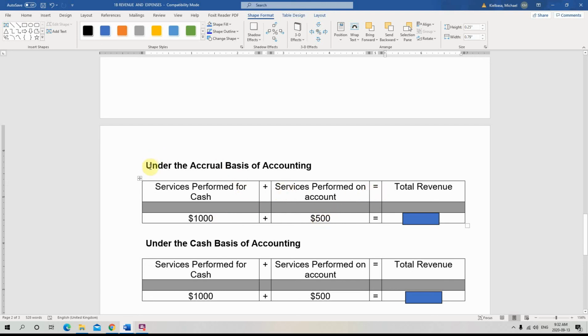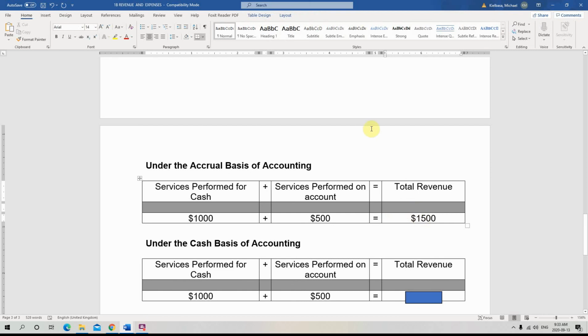Now, under the accrual basis of accounting, what's the total revenue? Now, it's revenue when the service was performed. So, was the service performed in this case? Yes. Was the service performed in this case? Yes. So, total revenue is $1,500.